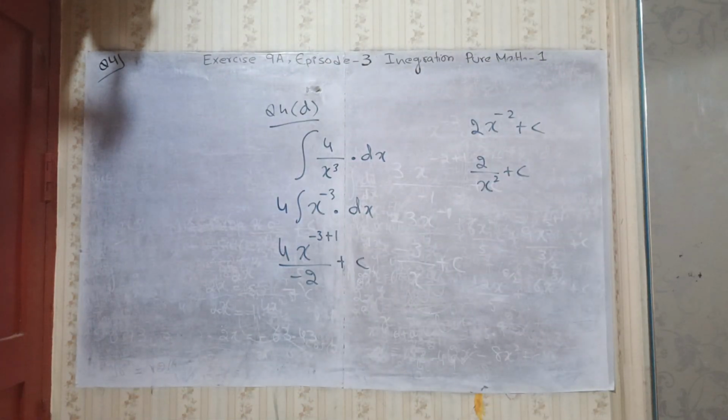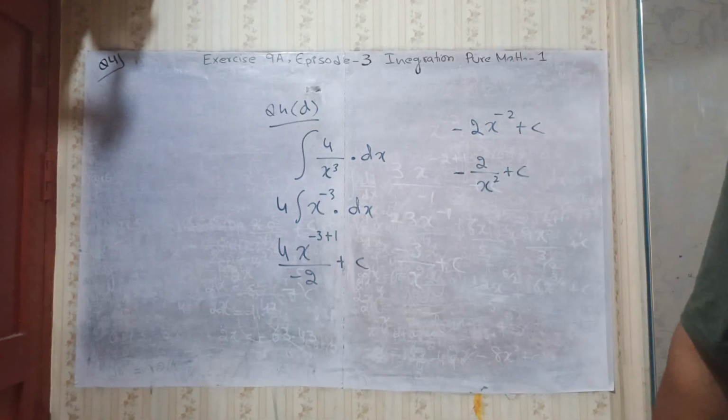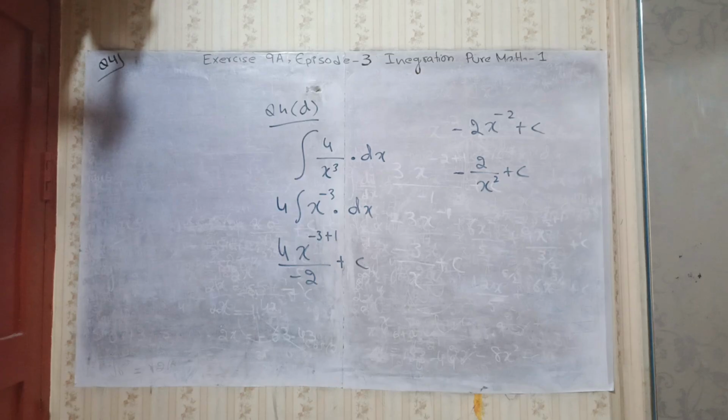So 2 divided by x square plus c, let's check. Minus 2, sorry, there was a minus also. Here we have a negative. Okay, so the answer is minus 2 by x square plus c. So this is how you will do this question.